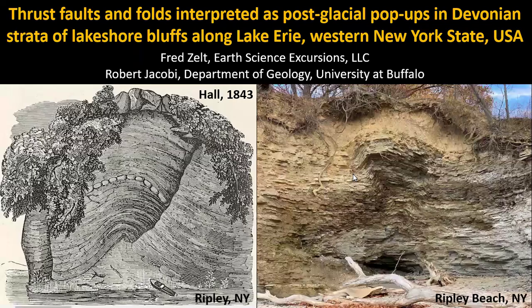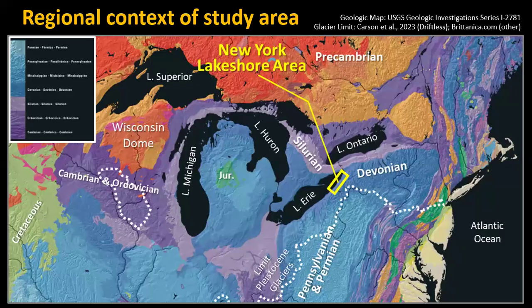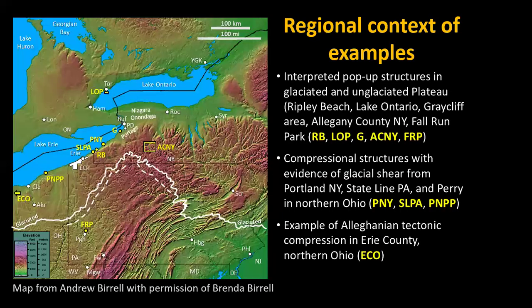This is a talk that was presented on behalf of Bob Jacoby, my co-author, and me, about compressional structures exposed along the shore of Lake Erie in western New York. Our study area is in the Devonian outcrop belt, north of the limit of glaciation, along the eastern shore of Lake Erie. This shaded relief map shows examples we will see of interpreted shallow form pop-up structures in the glaciated plateau and in the unglaciated plateau near Pittsburgh.